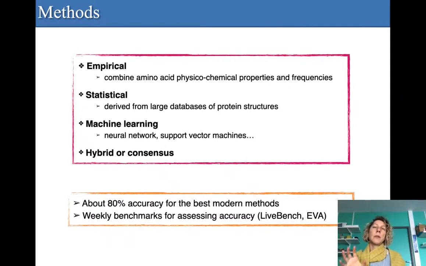So right now this problem is essentially solved. We have about 80% accuracy for the best modern methods, even more. There used to be weekly benchmarks for assessing the accuracy. I'm not sure it's quite the case now. But essentially, the predictions are very good, and the delta that there still is with the observation can be explained by the fact that there is a theoretical reason for which we cannot predict 100% of the secondary structures. So I will come back to this later.